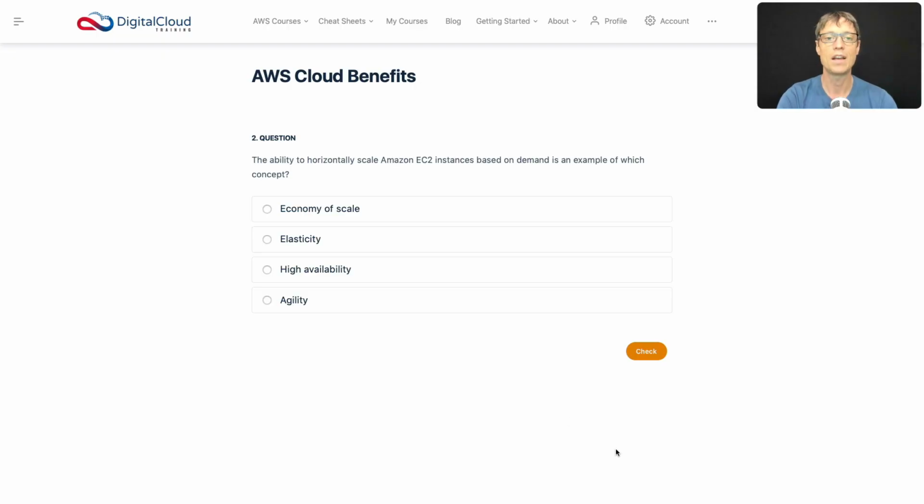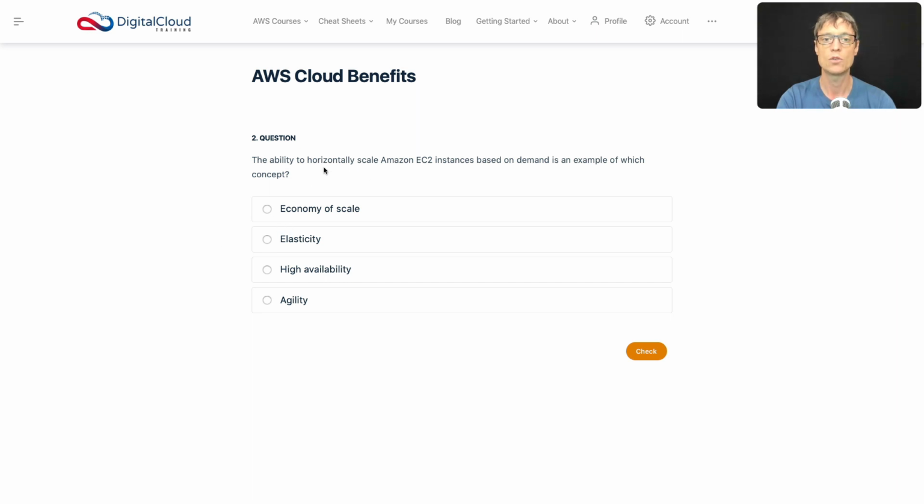So moving on to our next question: the ability to horizontally scale Amazon EC2 instances based on demand is an example of which concept? Again, this is something that you can do in the cloud. The features are available to you. That's a real benefit in terms of architecture and in using the cloud versus having to try and build this kind of infrastructure on premises. So which of these makes sense?